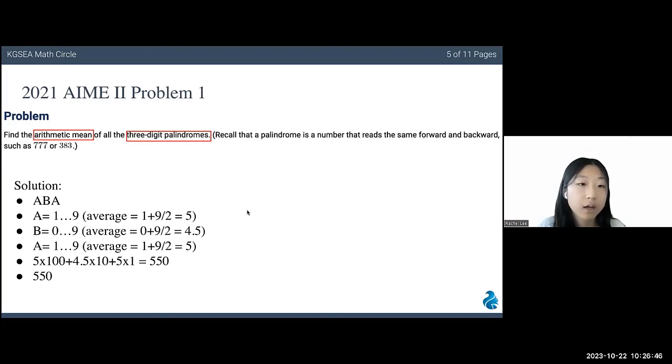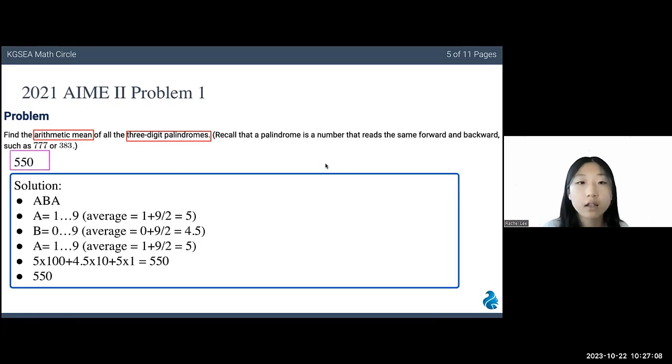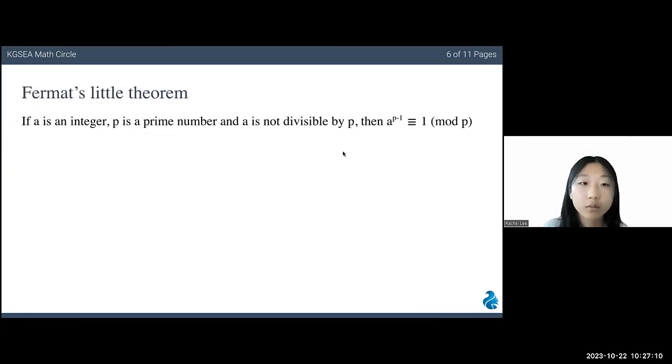And to get the arithmetic mean, we will have to multiply the different numbers by their corresponding 100, 10, or 1. So for 5, we will have to multiply by 100. For 4.5, we'll have to multiply by 10. For 5, we'll have to multiply by 1. So that gets us the answer of 550. And that is the end of our palindrome problems.